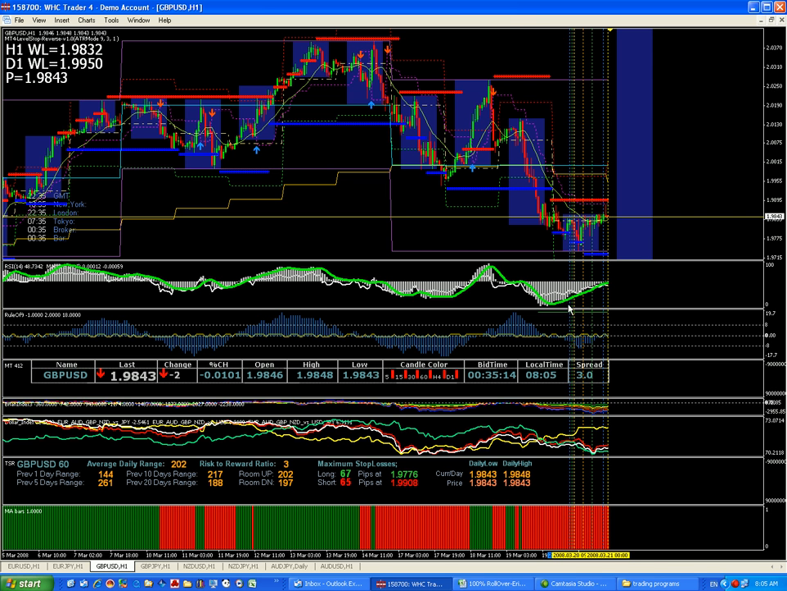And we like to use the weight of evidence. You notice here that it's still red until it crosses here, and also the RSI hasn't crossed yet. So, there is an indication of a trend change, but we haven't got the final confirmation as yet on our chart.